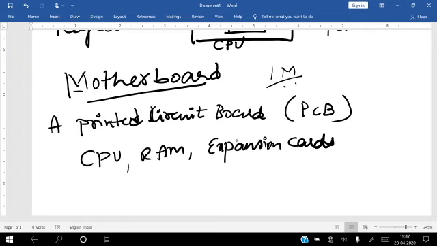Before going to the next further components of the motherboard, let us end the session over here, because we cannot take a long time, because uploading and downloading will be difficult. So let us continue with the next part in the next session.